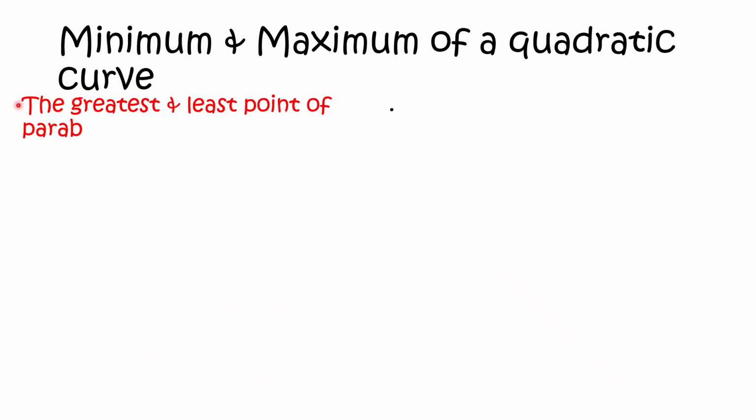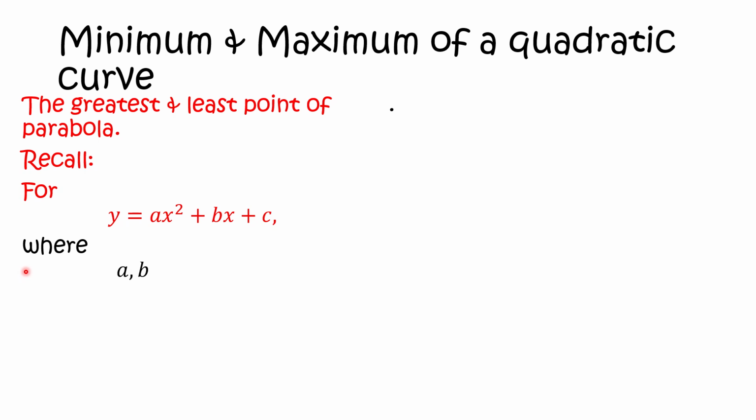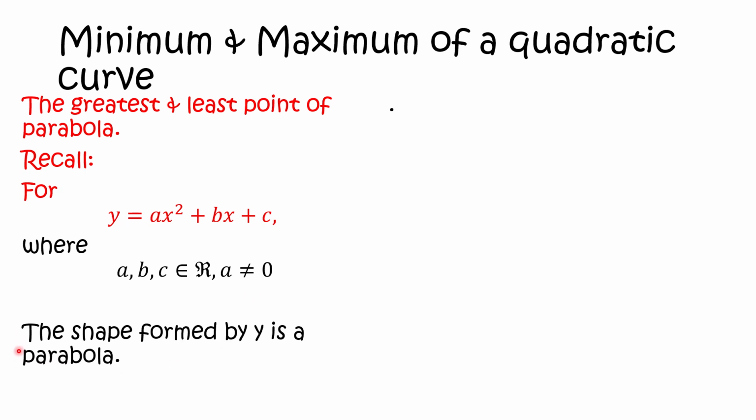Getting into today's business, the greatest and the least point of a parabola, the minimum or the maximum of a quadratic curve. Recall, for y is equal to ax squared plus bx plus c, where a, b, c are elements of the real numbers and a is not equal to 0, the shape formed by y is a parabola.